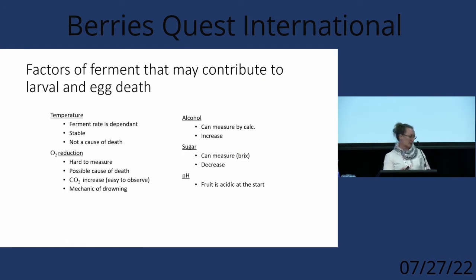So we monitored things like temperature, oxygen reduction, or by default, carbon dioxide increase. We looked at alcohol to see if that might have had an impact. Obviously, we needed to know the sugar to see what conditions would be ideal for fermentation and how that would affect the alcohol production. And we also observed pH.